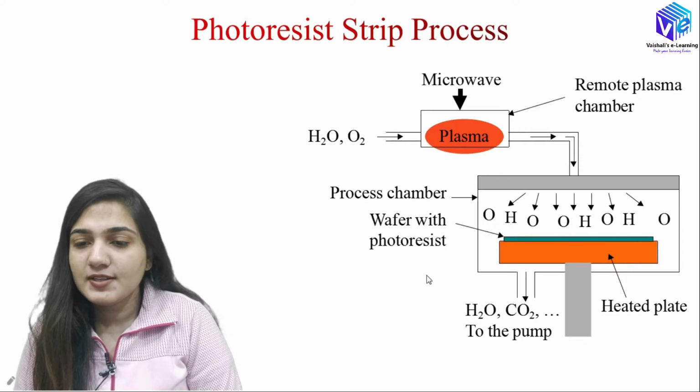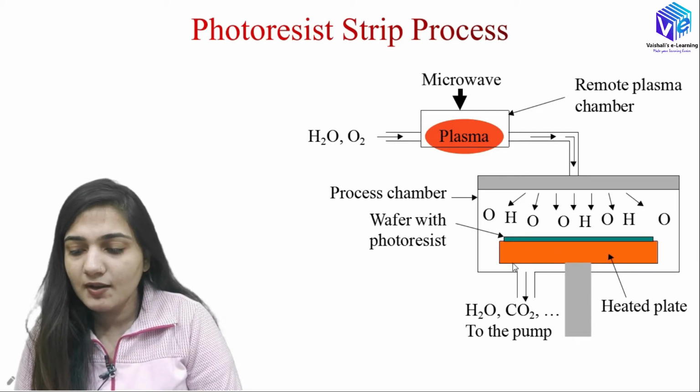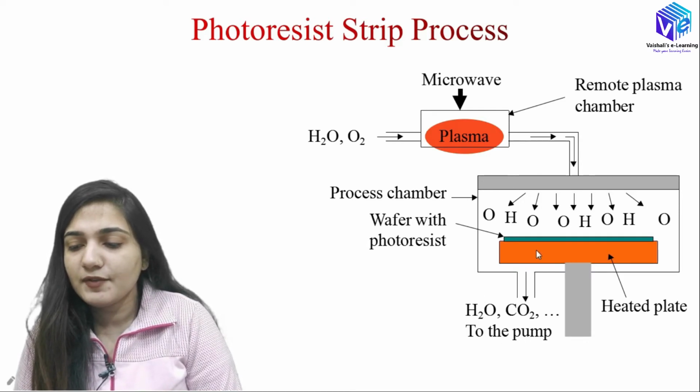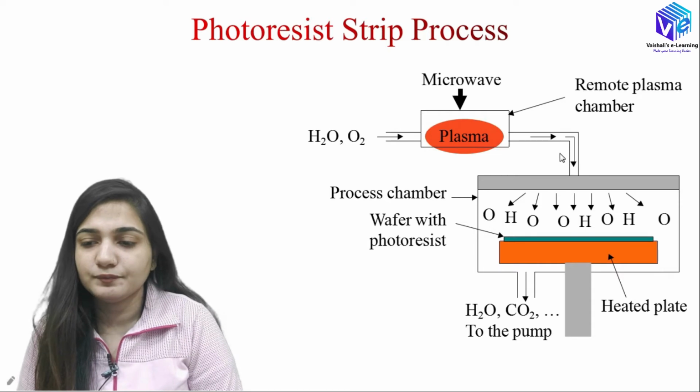So now here you can see the photoresist stripping system. Here we are using oxygen and hydrogen free radicals which react with the photoresist and remove the photoresist layer. This is again the heated plate, and the byproducts H2O and CO2 are going towards the pump. This is the process chamber, the wafer, and the remote plasma, and the process gases are H2O and O2.